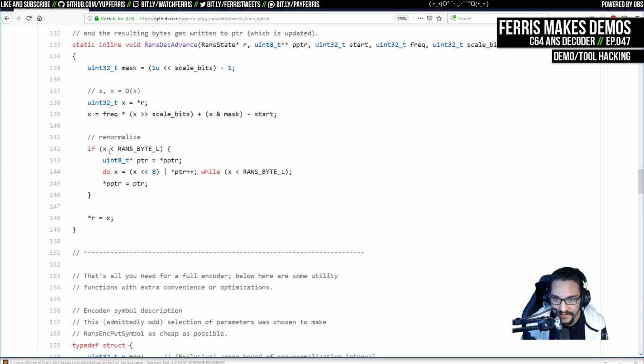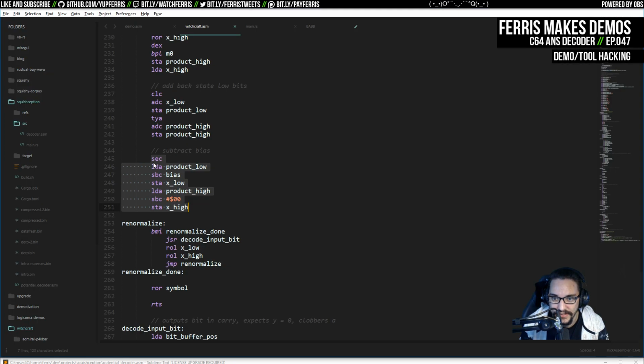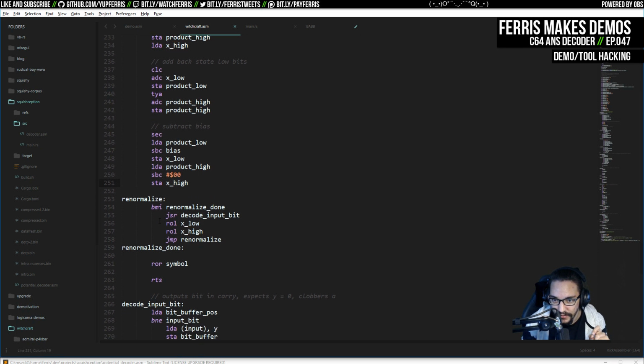And then we renormalize, and because we're using a 16-bit state, we can make our normalization range just use that top bit, so we can do the whole thing. We already have the high byte in our register here, and the sign flag, which is going to tell us if the top bit is set or not, which is the one we want, is already going to be set just by doing the subtraction. So we can just branch if that is set to not renormalize. Otherwise, we're going to pull in bits until it renormalizes.